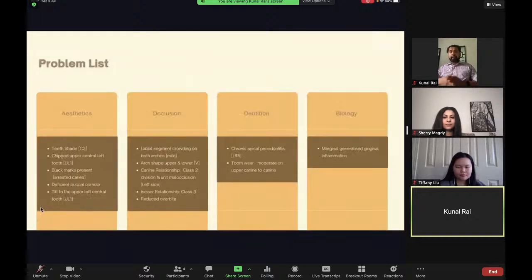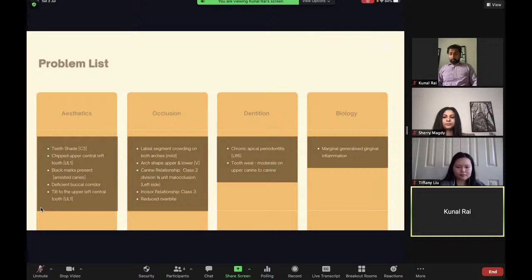From the X-ray and the examination, we generated a problem list, and I always divide it into 4 categories: aesthetics, bite relationship, which the technical term is occlusion, the dentition, and the biological, the pink tissue in the mouth.